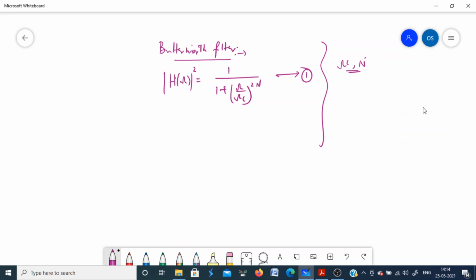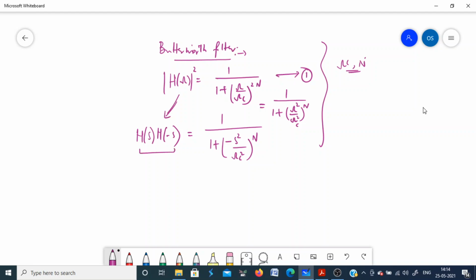This magnitude scale transfer function, you can write on the left side as h of s into h of minus s is equal to 1 upon 1 plus minus s square upon omega c square to the power n. First I write this equation as 1 upon 1 plus omega square upon omega c square to the power n. Since it is the magnitude response, it will be the product of the two transfer functions h of s and h of minus s. That will give you mod h of omega square. In the Laplace domain, this is the product of the two transfer functions, and if you put s equal to j omega, you will again get the frequency response.